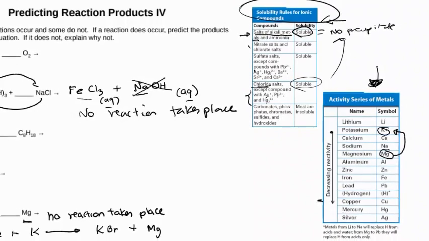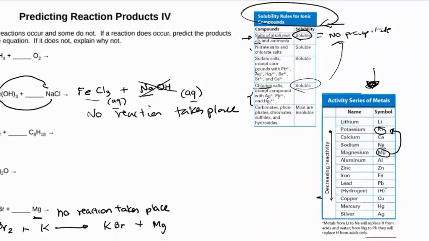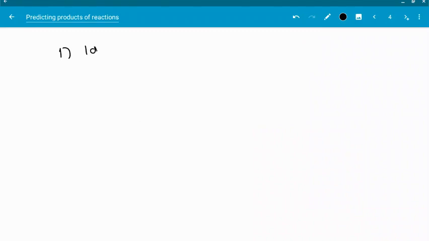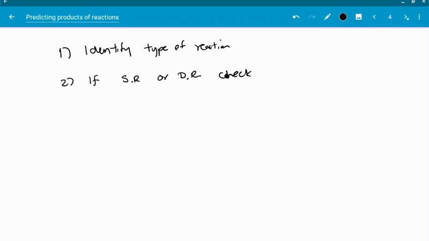So this is the way that we use our tables to be able to predict products. The first thing, like I said, to be able to predict products would be, first, identify the type of reaction. And second, if a single replacement or double replacement reaction, check if the reaction is viable or not. And that's how you would be able to predict the process.